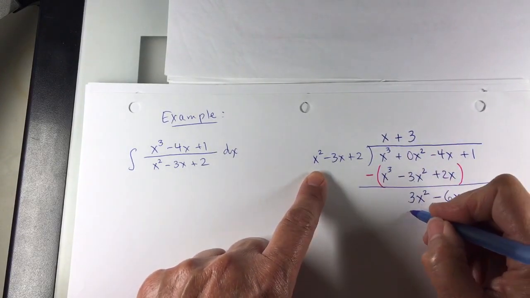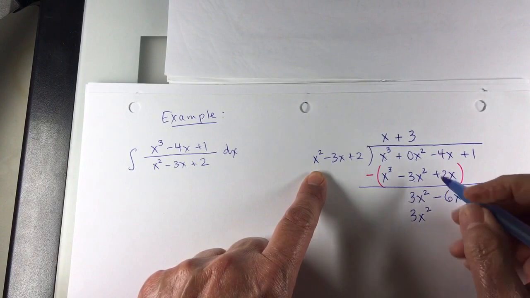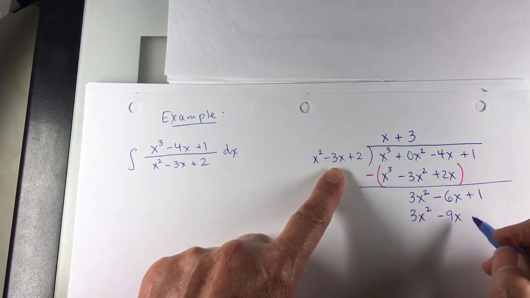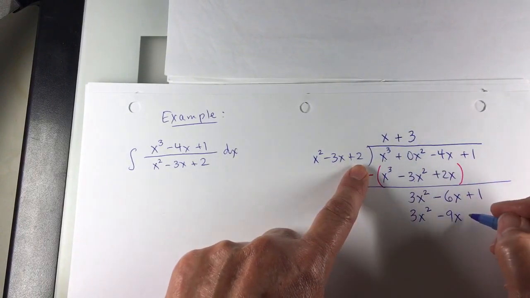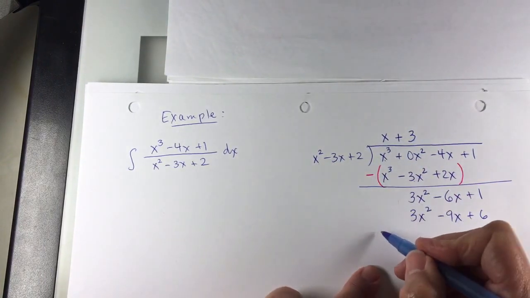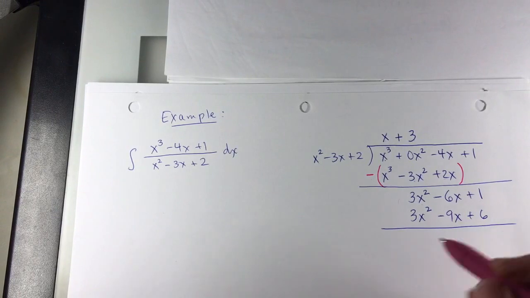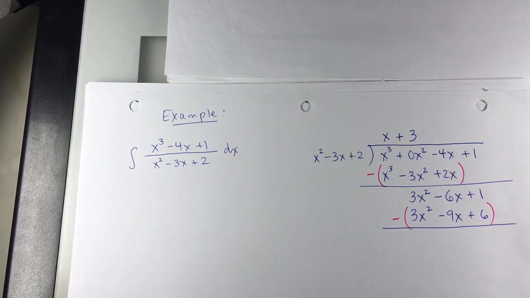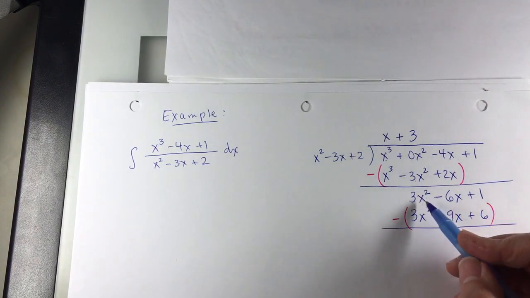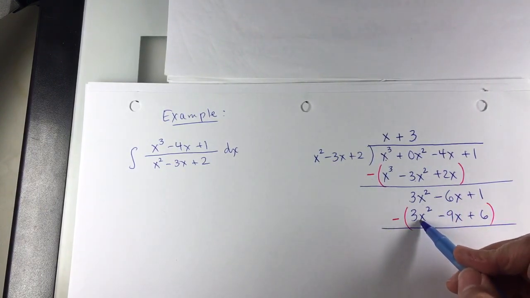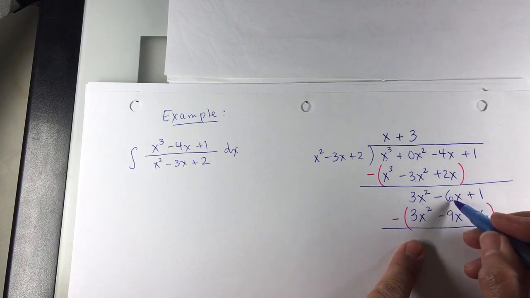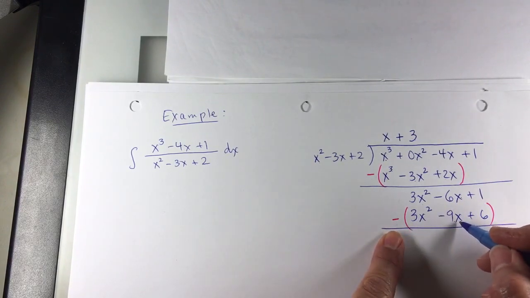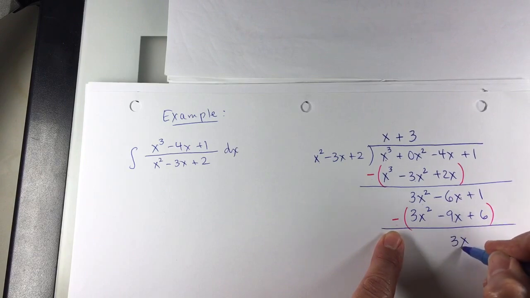3 times x squared is 3x squared. 3 times negative 3x is negative 9x. And then 3 times 2, that's plus 6. And then we are subtracting. So I'll kind of do that and say, remember, now you got to read it correctly. 3x squared minus 3x squared, that's 0. Negative 6x minus negative 9x, 3x.